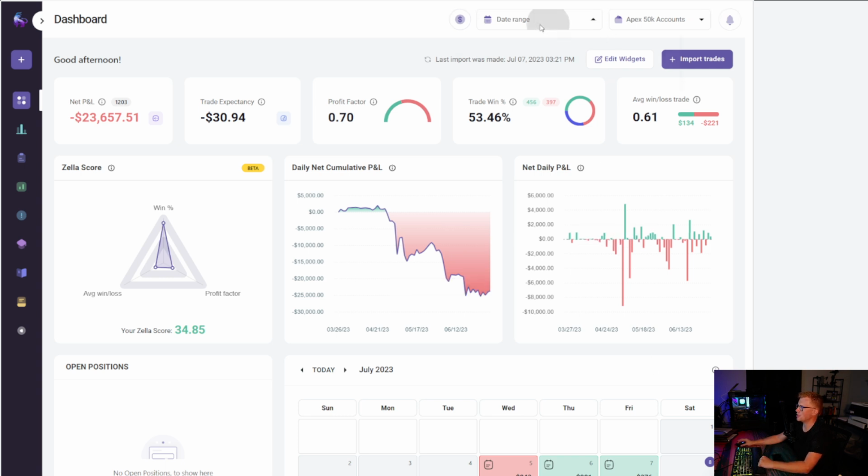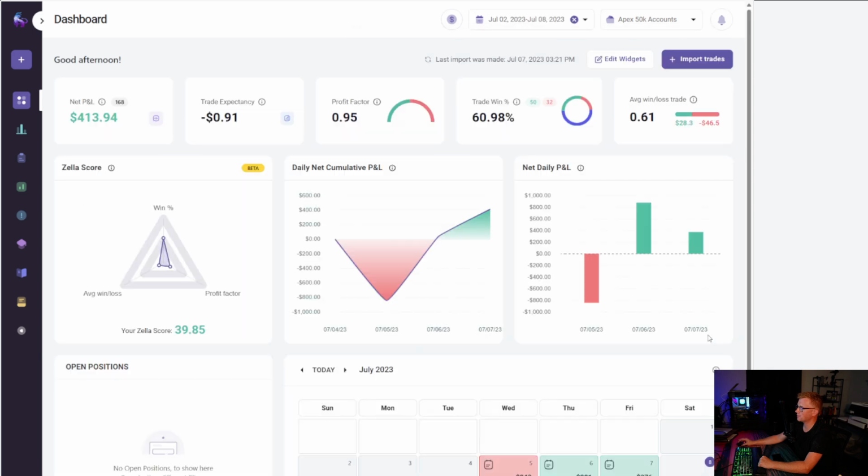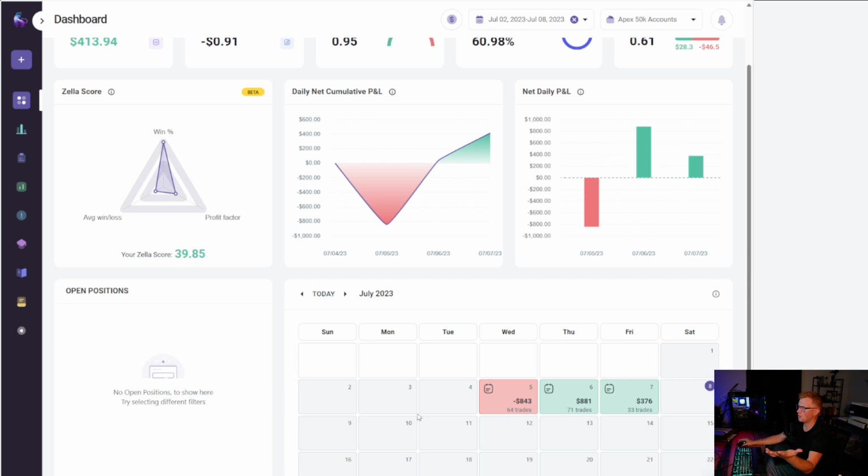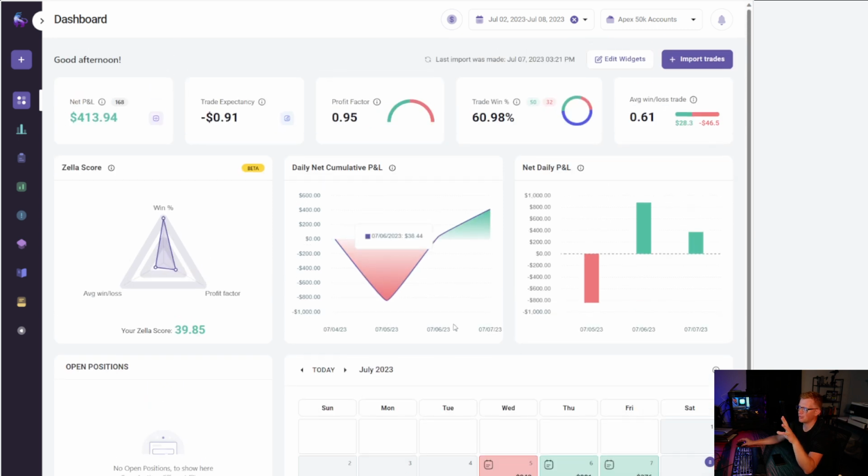I'm going to change the date range to this week. So for this week, we had a short week. Obviously we had July 4th on Tuesday. Monday, the markets were only open half a day. So we didn't take any trades in our funded accounts. And also, as a note, my evaluation accounts' profit and loss is not included in this summary.